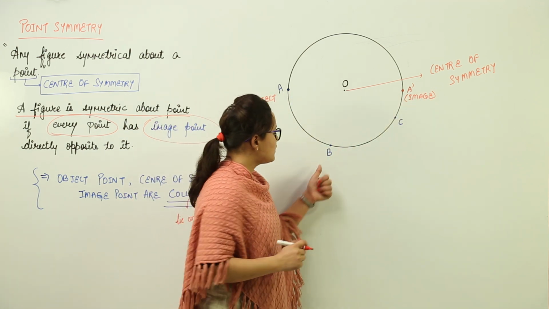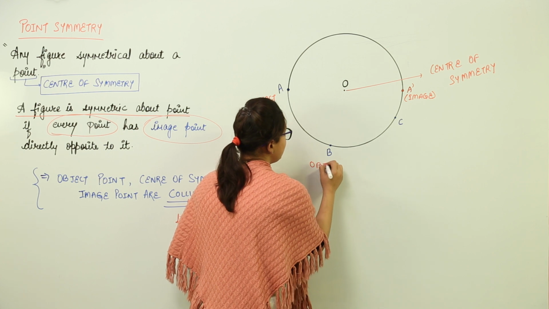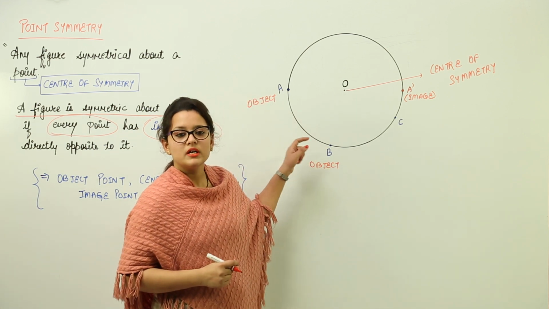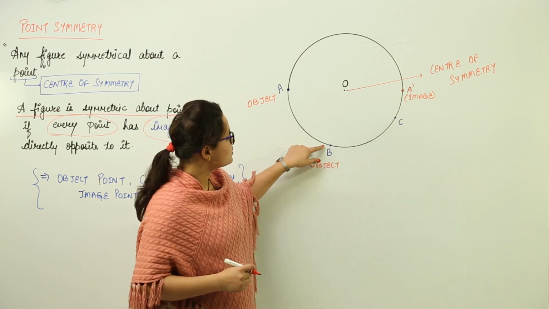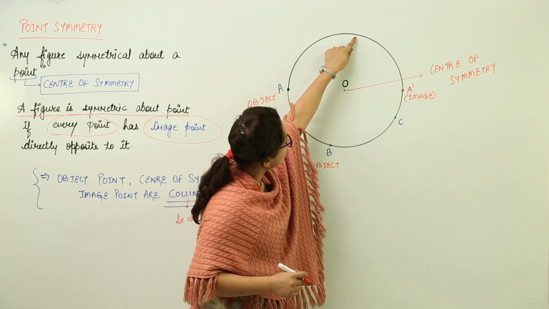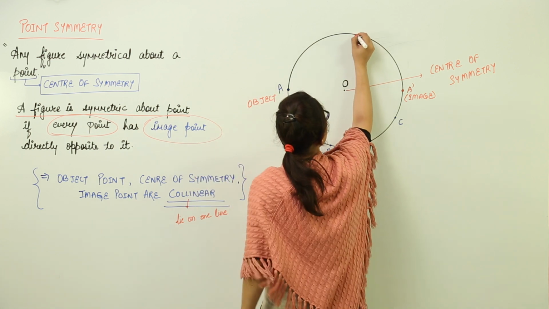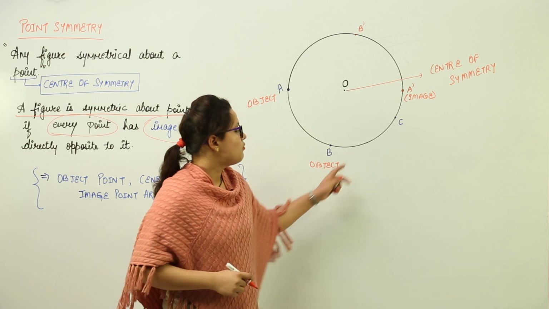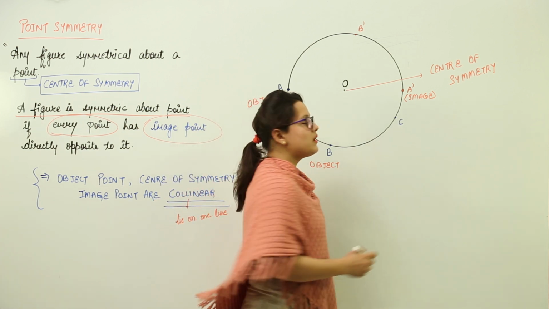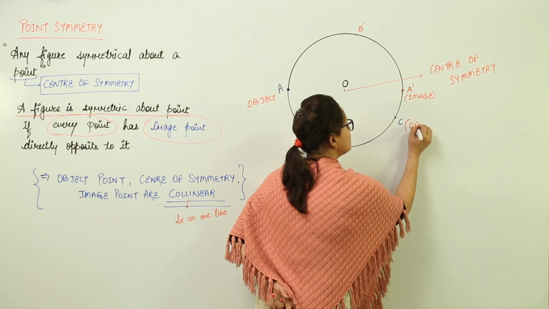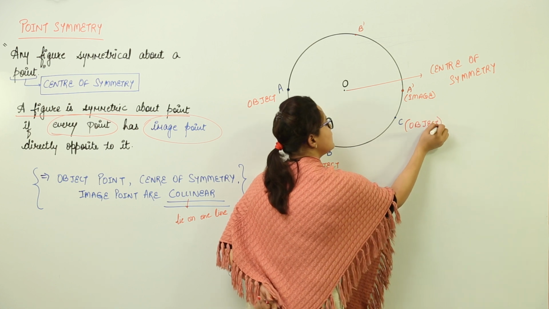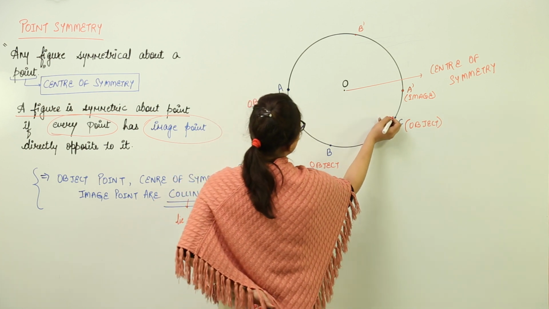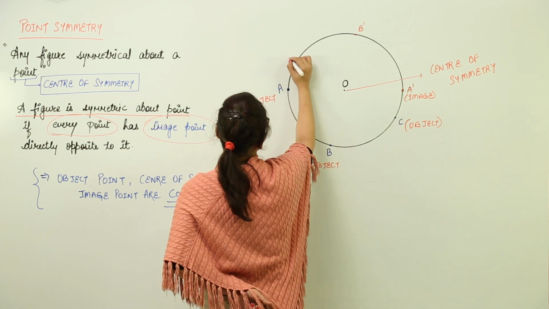Next we have the object point B. So we will write over here object. Now object B is going to have its image directly opposite to this, so we are making B dash over here. Now what about point C? If you take point C as the object, you would find that the image point for this object point is going to lie directly opposite to this, that is over here.